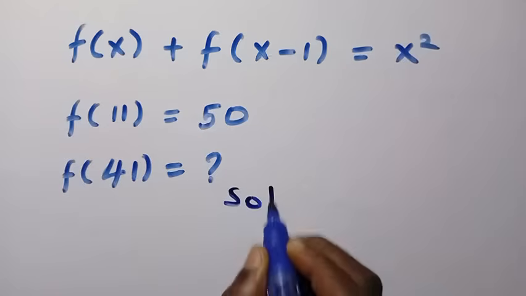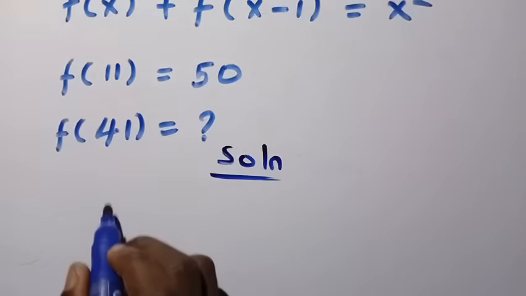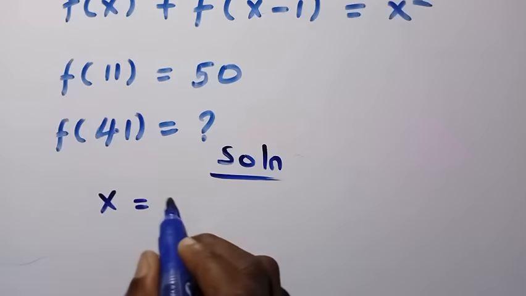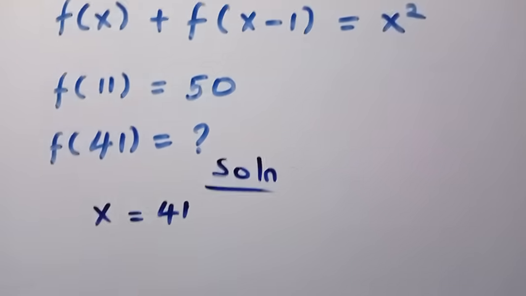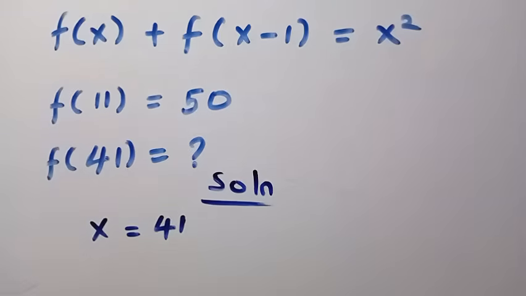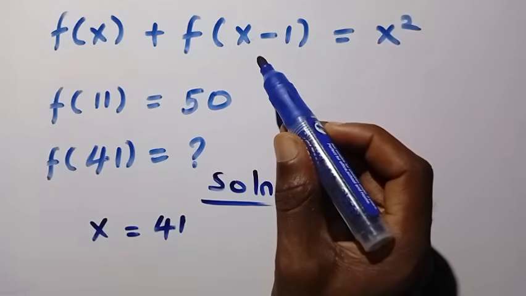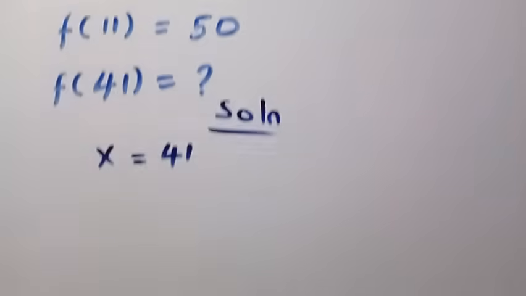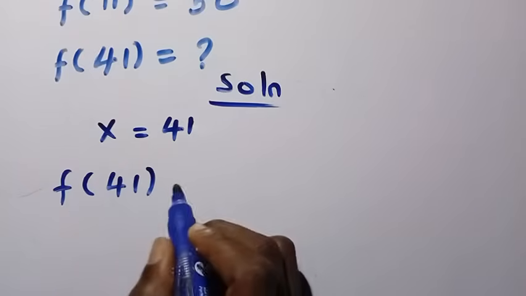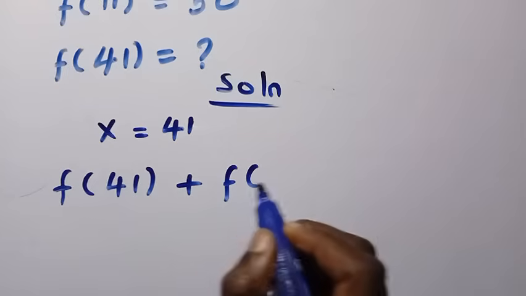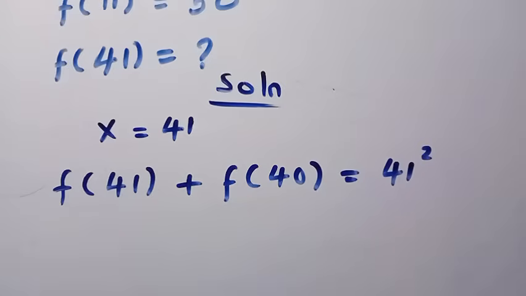So when we consider the solution from here, let's start from when x equals 41. We are going to substitute this in the given function. For the first one, we have 41, and this one becomes 40. Here we have f(41) + f(40) = 41².